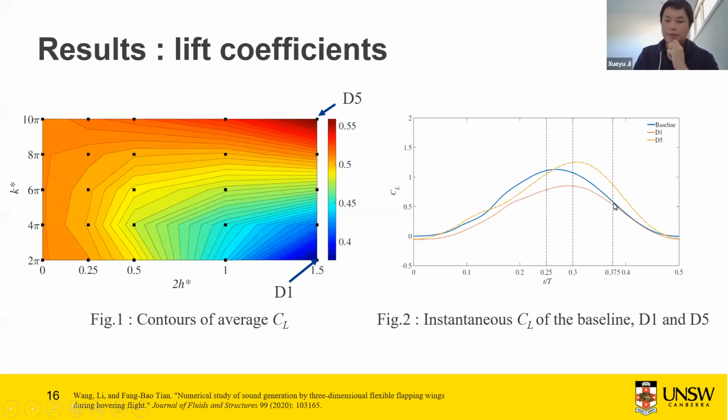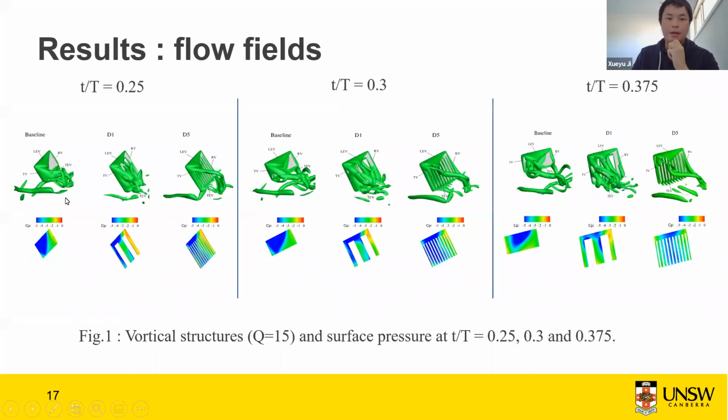Well, for the third time step, you can find that D1 and the baseline are very close, and D5 is much larger than the other 2. And in the next slide, what I'm going to show you is the instantaneous vortex structure and the surface pressure coefficient at these 3 time steps.